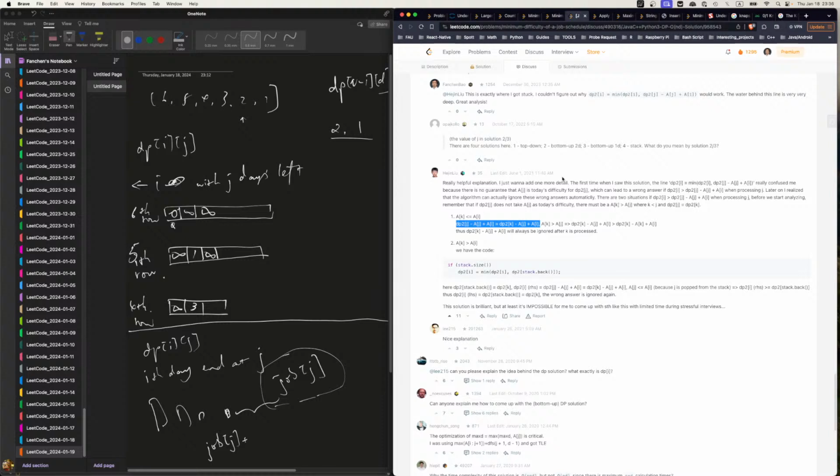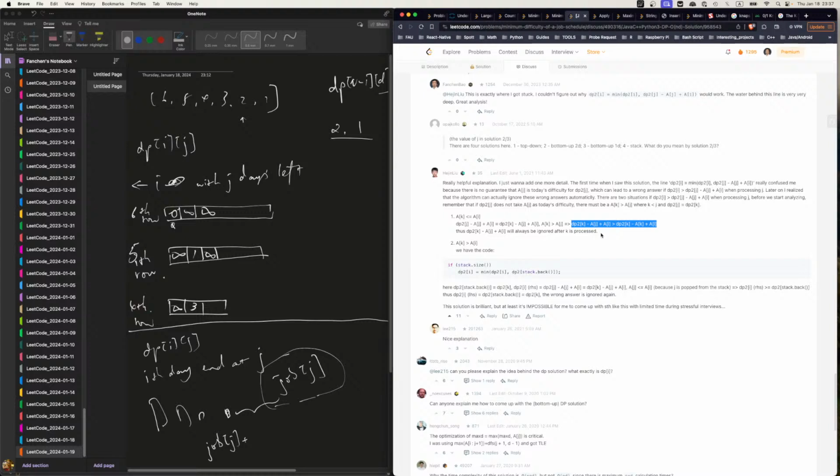Yeah, because if not, if you break out a new one, then it doesn't make any sense. It could be smaller. So they are still the same, and ak is larger than aj, which means dp2k minus aj is larger than minus ak. That's correct, right? Thus dp2k minus aj plus will always be ignored after k is processed. So this wrong answer will be ignored after k is processed. That's right.